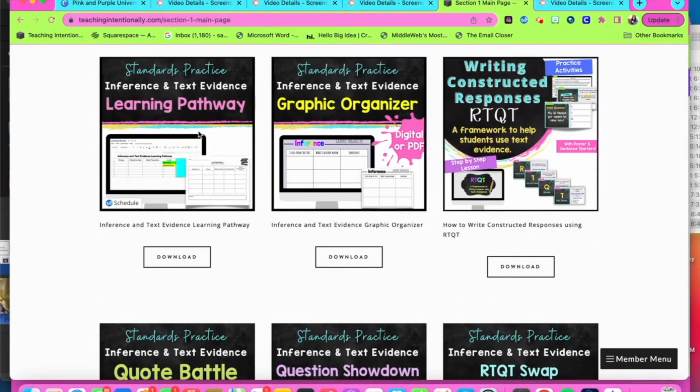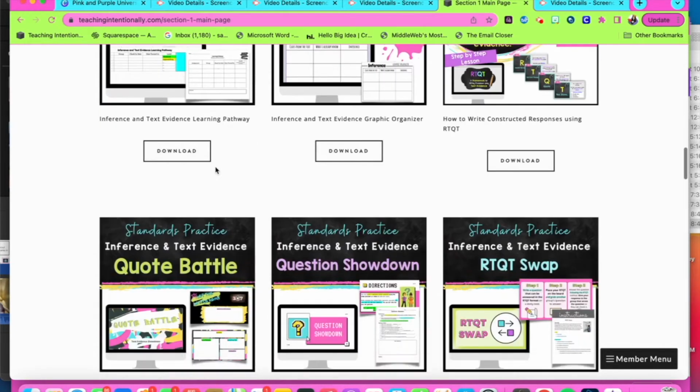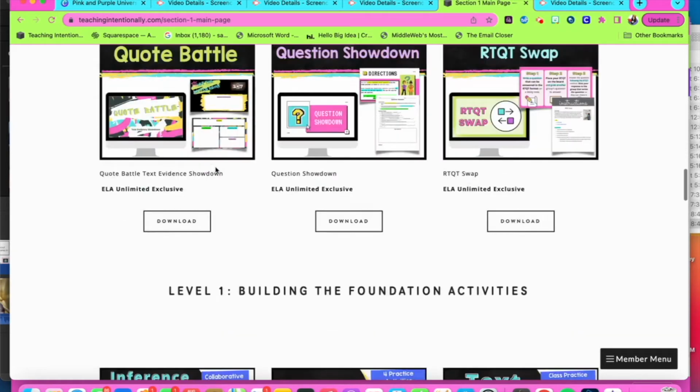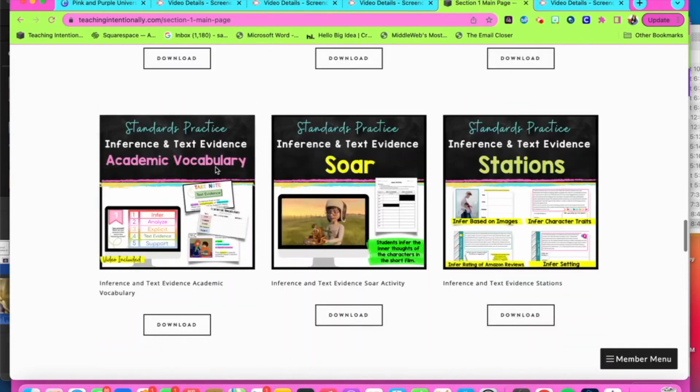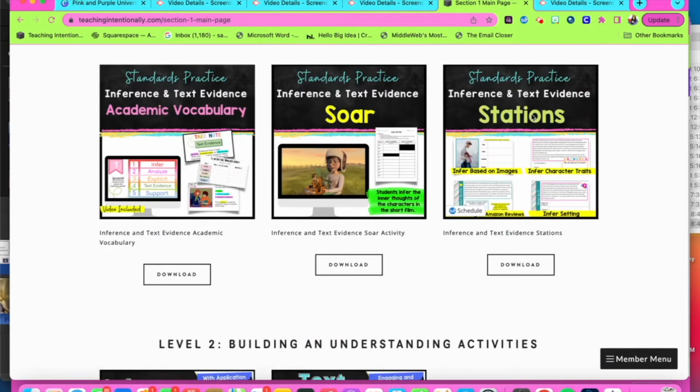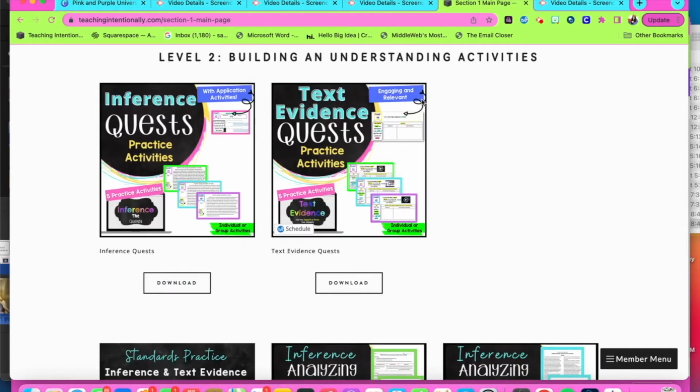I do have a learning pathway here where you can assign students to different activities. So that's another way to do it. But again, if you're just looking for straight up stations, then I would definitely focus on these quests, because each quest set has 5 activities, and you can easily separate your class out.